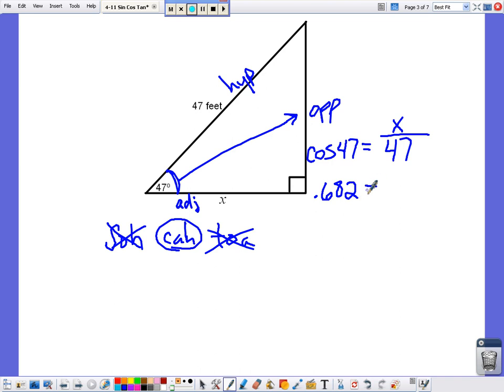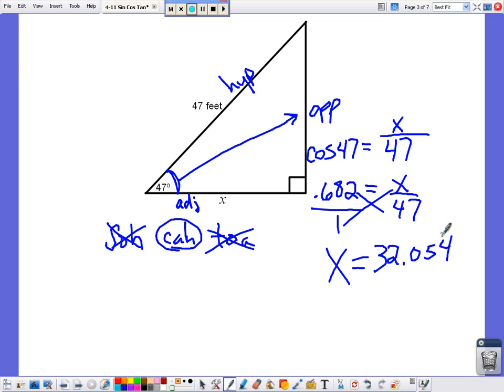Again, I like to cross multiply, so I get 1x equals, and cross there, 47 times that gives me 32.054-ish. There we go. And if my units are feet again, my units here will be feet also. There we go. I just used trig to figure out a length. Let's try it again.